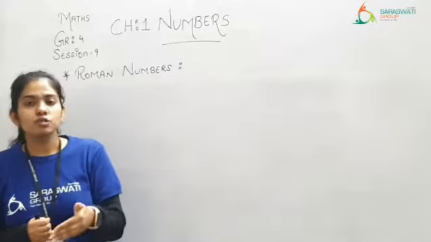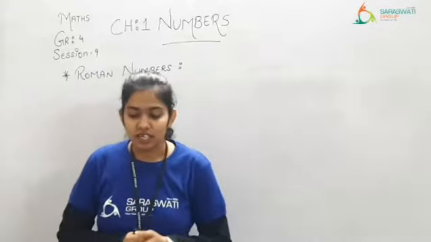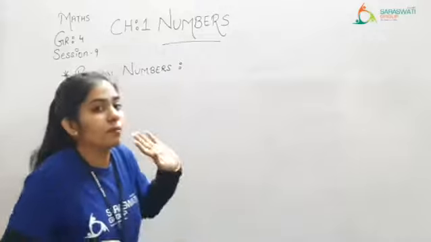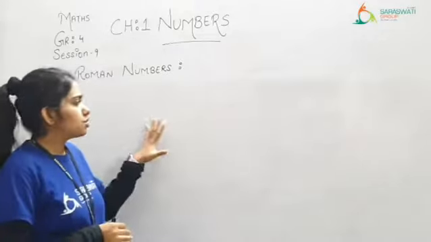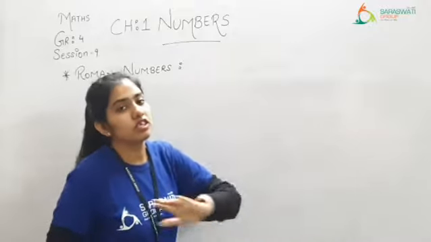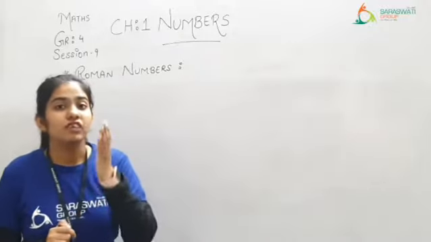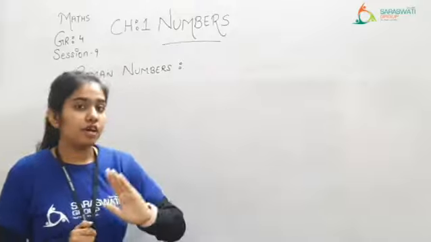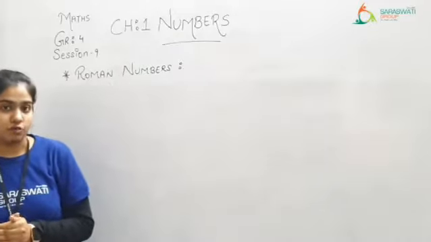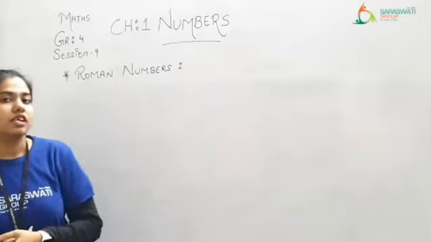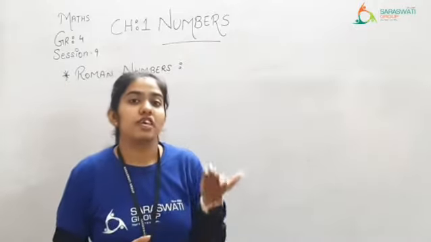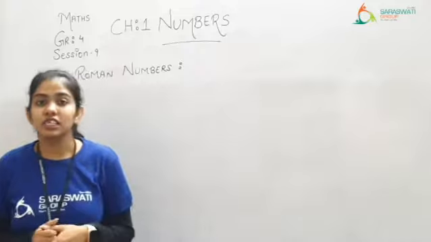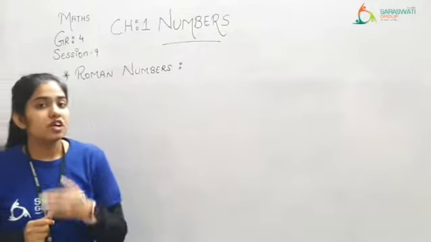Now we are going to learn something different: the missing values, that is, complete the following. You will be given two digits and then you have to complete the rest with the help of Roman numbers. You have to complete the missing letters, but not with Hindu Arabic numbers; you have to complete them with Roman numbers. So that we are going to learn.